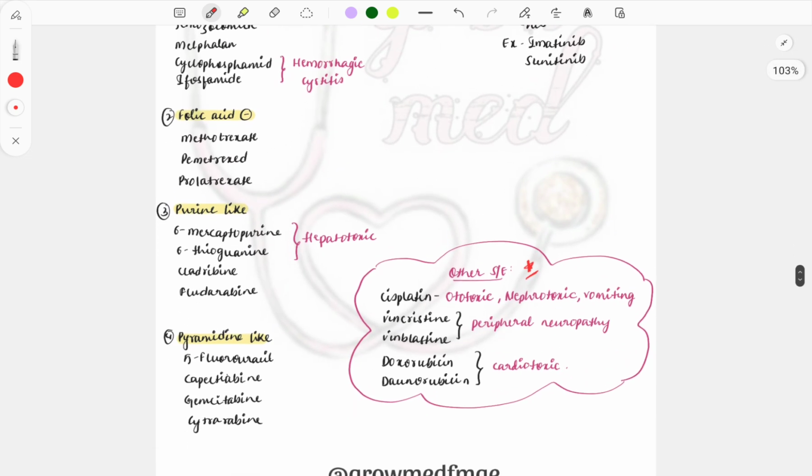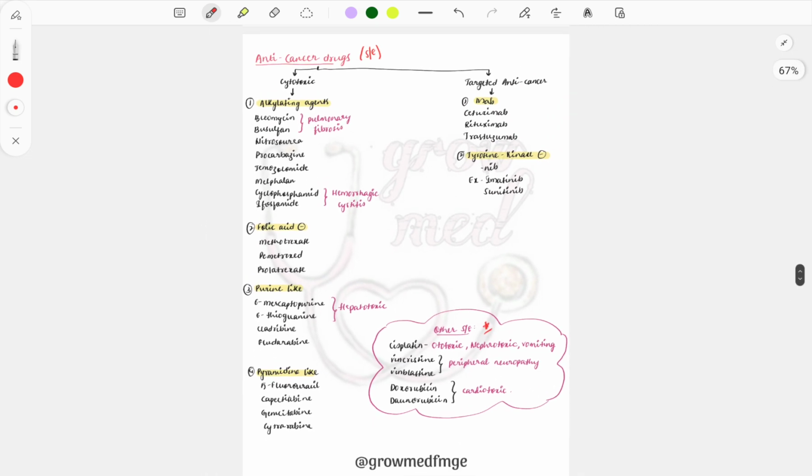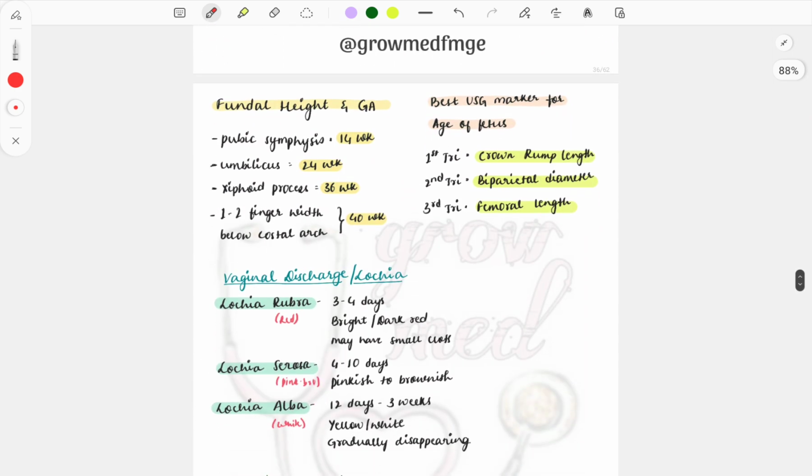ठीक है, तो बस side effects इसके अच्छे से देख लेना, and if you have read all these things along with the mechanism of action, then it is good.